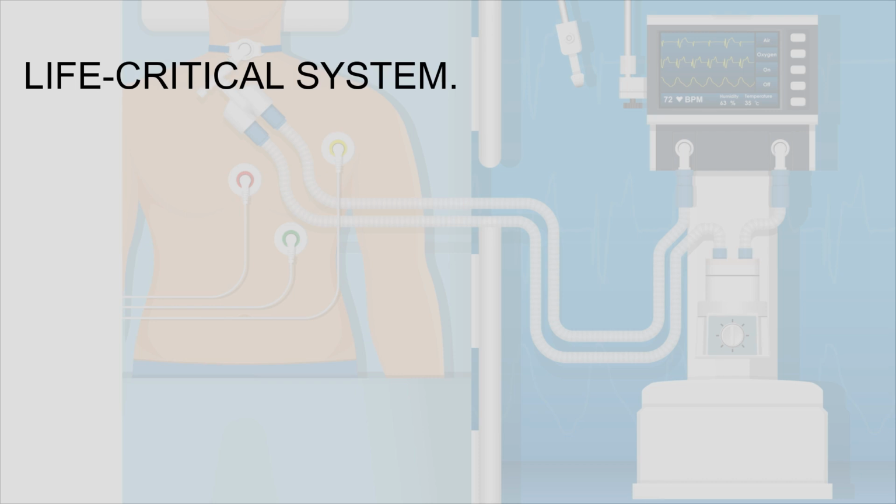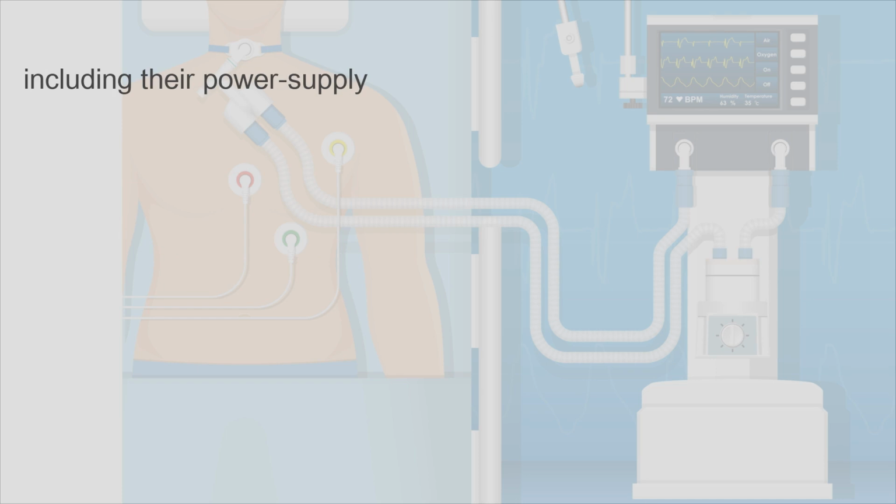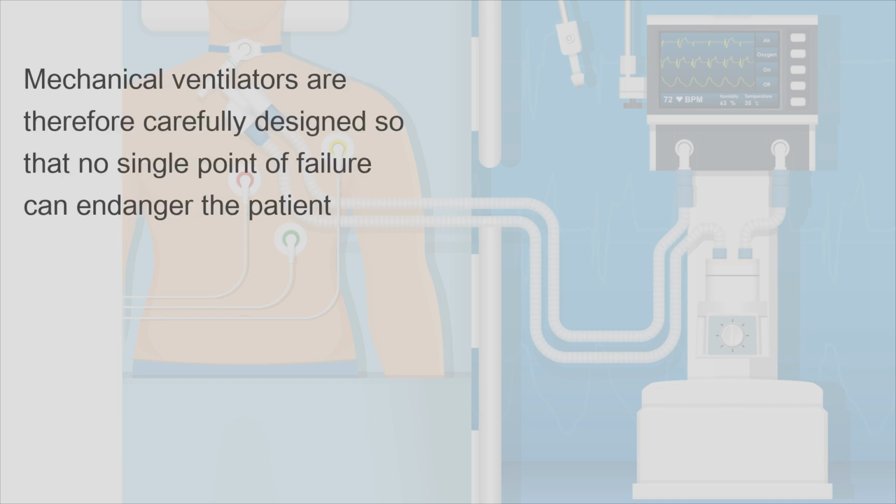Life-critical system. Because failure may result in death, mechanical ventilation systems are classified as life-critical systems, and precautions must be taken to ensure that they are highly reliable, including their power supply. Mechanical ventilators are therefore carefully designed so that no single point of failure can endanger the patient.